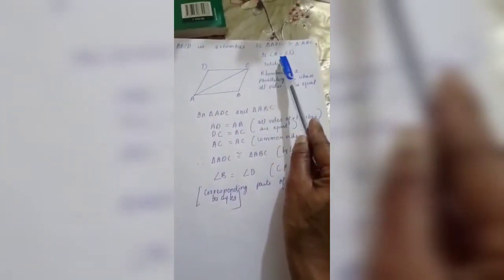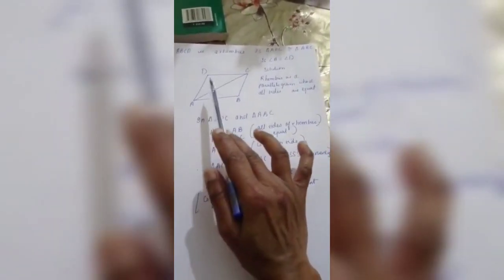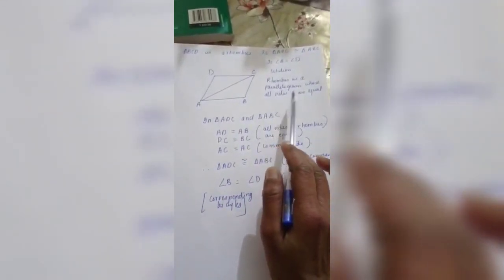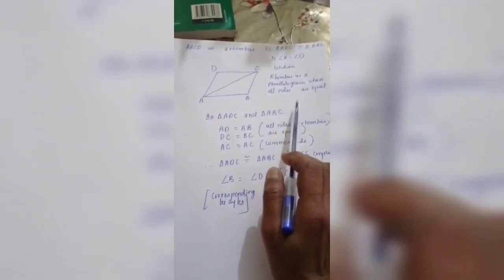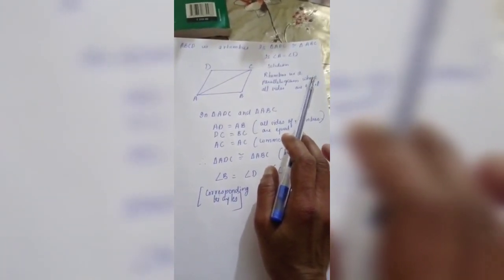ABCD is a rhombus. This is the question: is triangle ADC congruent to triangle ABC? This is your ADC and this is your ABC. Now we have to prove that these two triangles are congruent. Solution: a rhombus is a parallelogram whose all sides are equal. We know this.